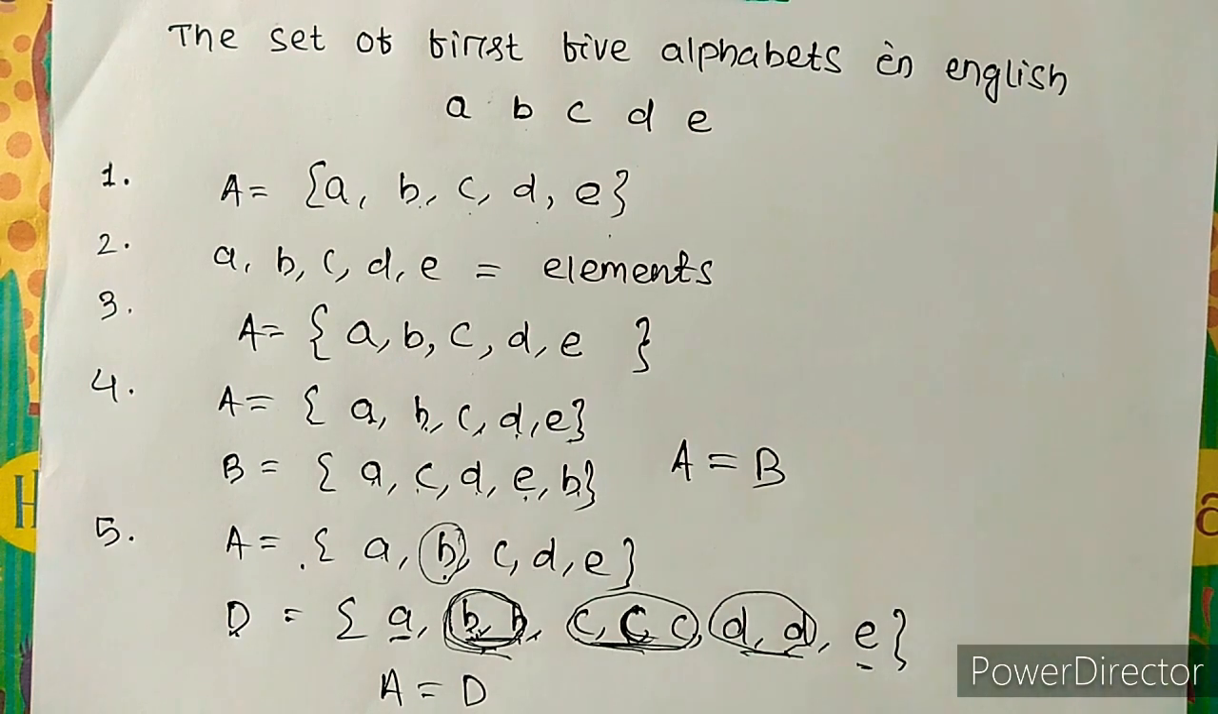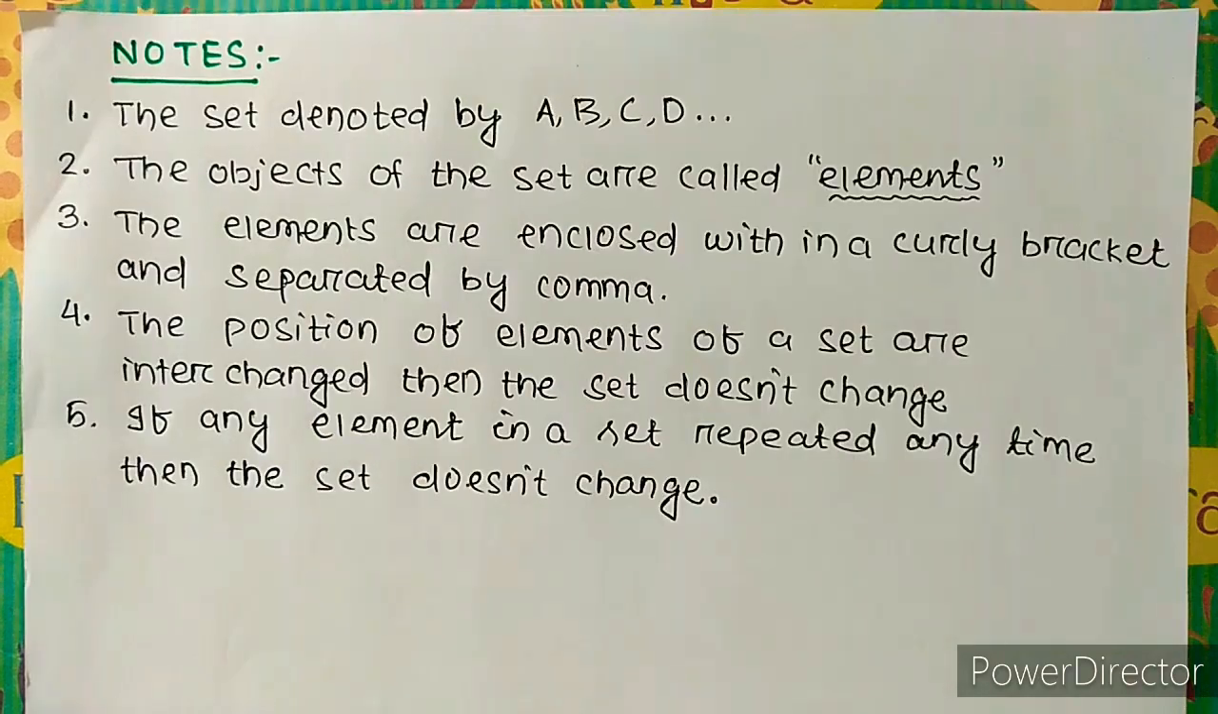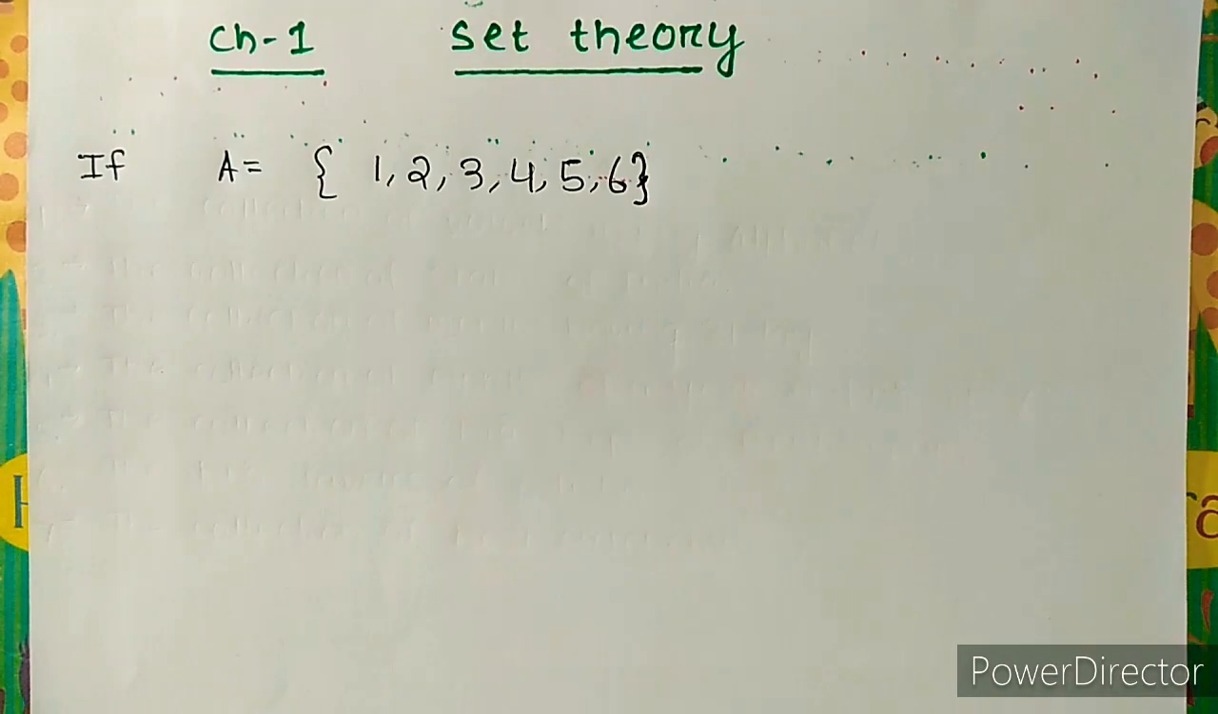So these are the 5 rules or notes you have to understand and memorize while writing or representing sets. You can take a screenshot of these notes. There are 5 notes while we are representing any set.